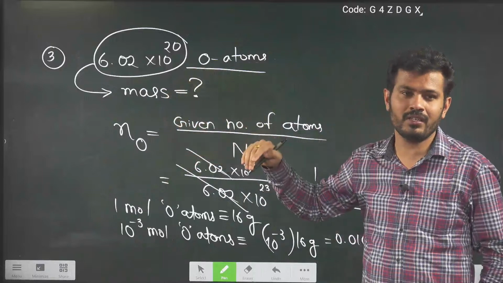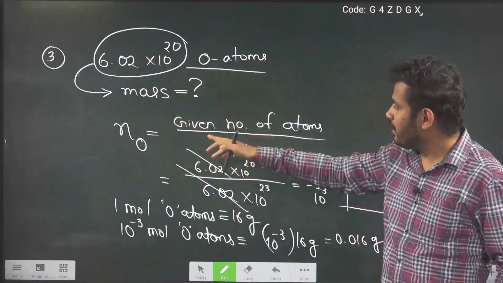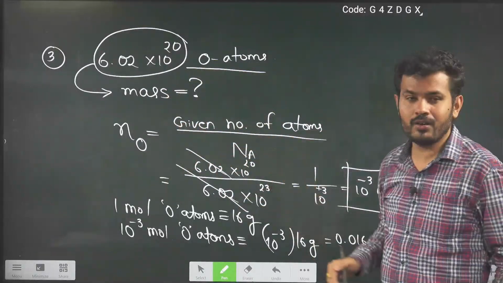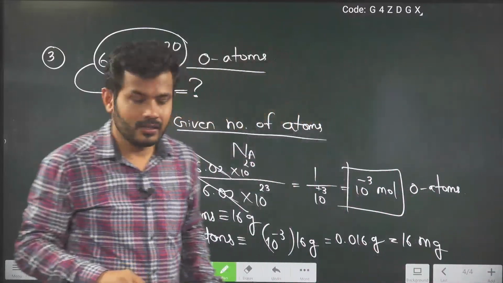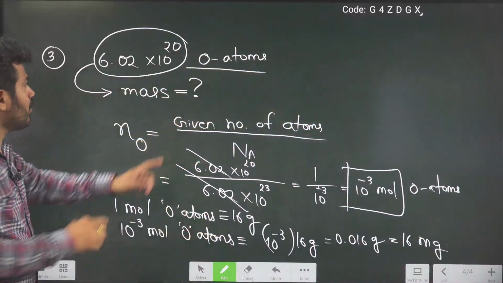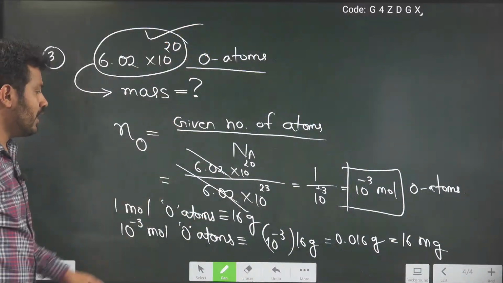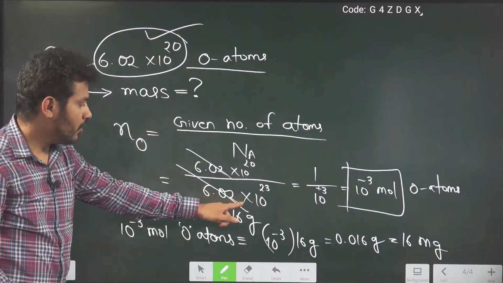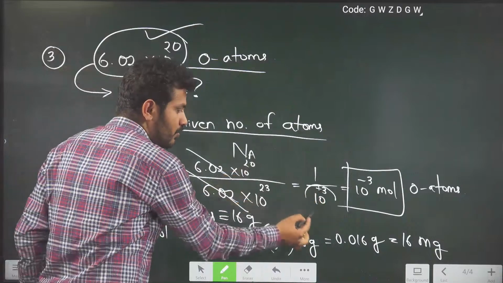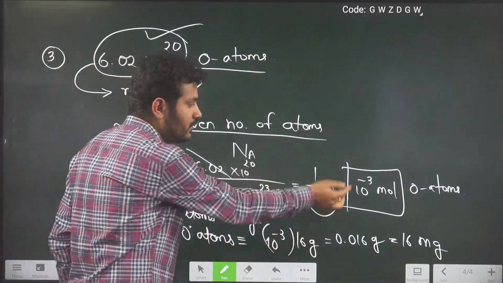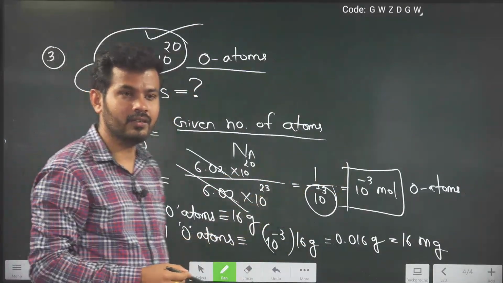They have not given the mass. So for that reason, we will use the given number of atoms divided by Avogadro number of particles. This is the formula, if you remember. Here the given number of atoms is this much, and Avogadro number is this. If you cancel the 10 to the 20 and 10 to the 23, 10 to the plus 3 will be there, and 1 by 10 to the plus 3 is 10 to the minus 3, right?